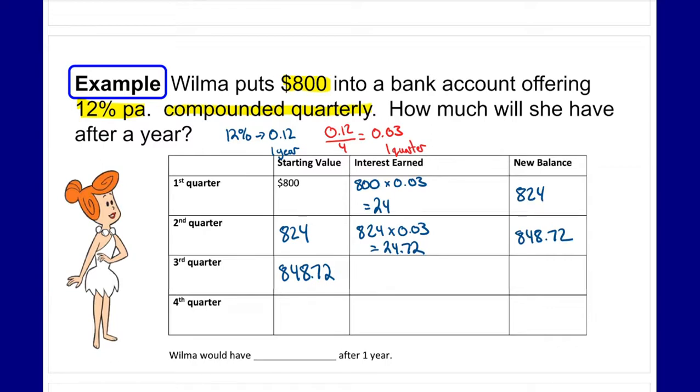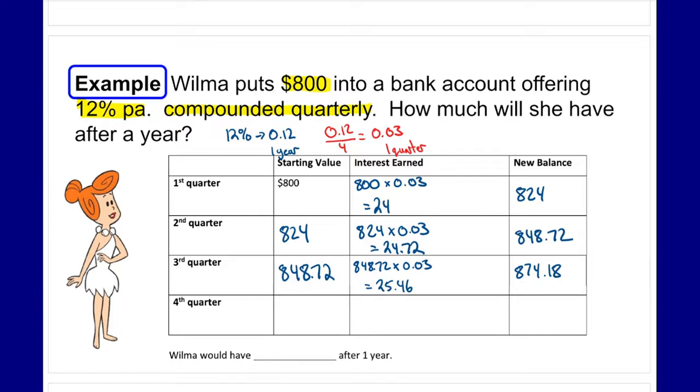So third quarter, we have a new starting value. To find the interest earned, we take that value and multiply it by the 3% again, and we get 25.46, rounding to 2 decimal places. So 25.46 plus 848.72 gives 874.18.